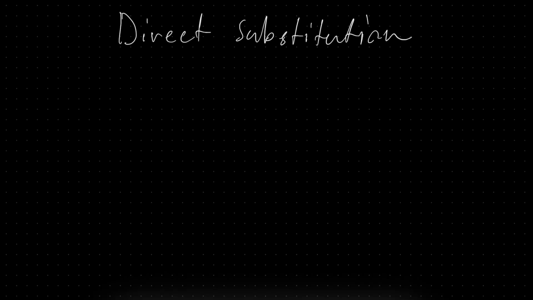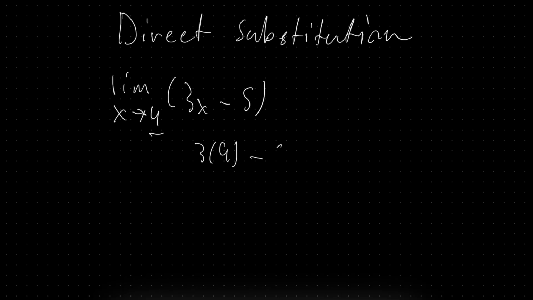This is probably the easiest example, direct substitution. It is exactly how it sounds. So let's say we have the limit as x approaches 4 of 3x minus 5. I mean, it's a pretty simple function, but all you have to do is sub in 4. That's it. So 3 times 4 minus 5. So 12 minus 5 is equal to 7.